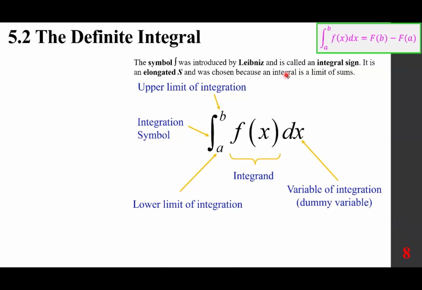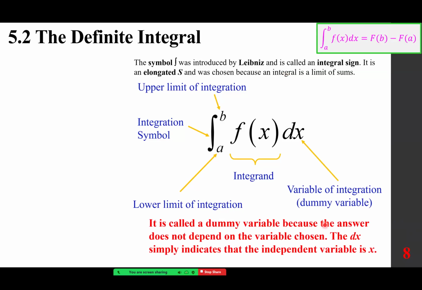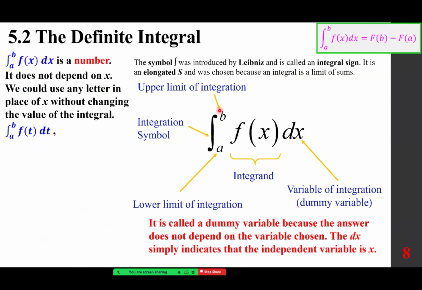This is the variable that is called a dummy variable because the answer doesn't depend on the variable chosen. The dx simply indicates the independent variable is x. For example, the integral from a to b of f of x dx is a number. It does not depend on x. We could use any letter in place of x without changing the value of the integral. For example, I can say the integral of f of t dt from a to b.